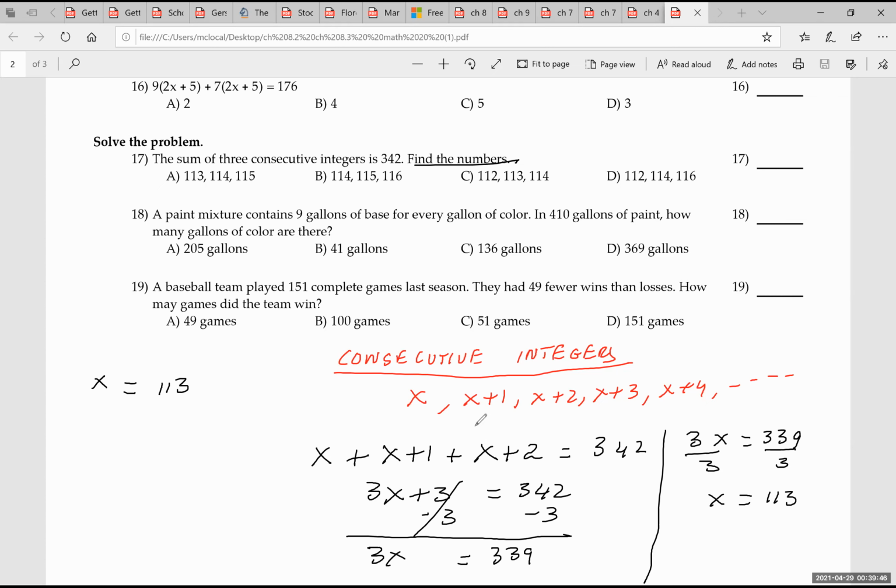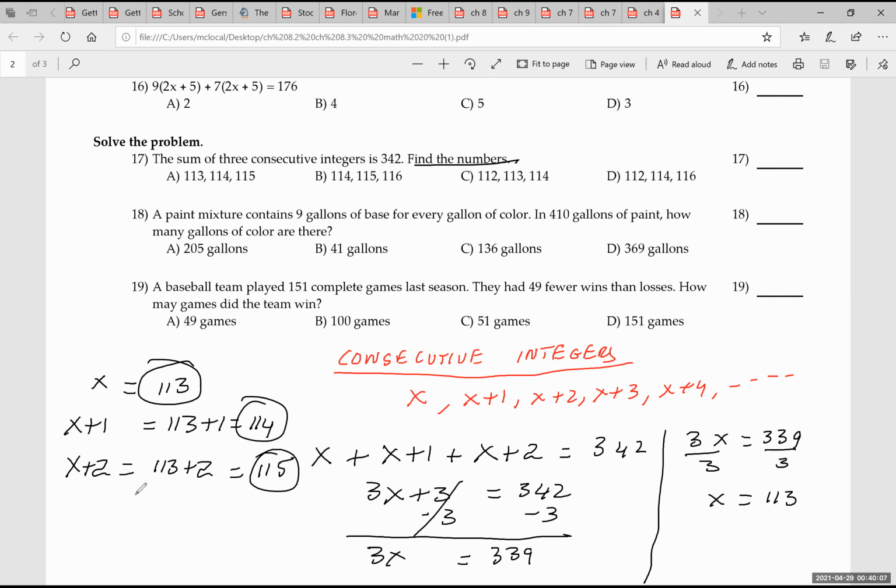The second number is x plus 1. So, sorry, this one, x plus 1. So it's 113 plus 1, which will give you 114. And then the third number is x plus 2. So we have 113 plus 2, which will give you 115. So these are the three numbers. So 113, 114, 115.